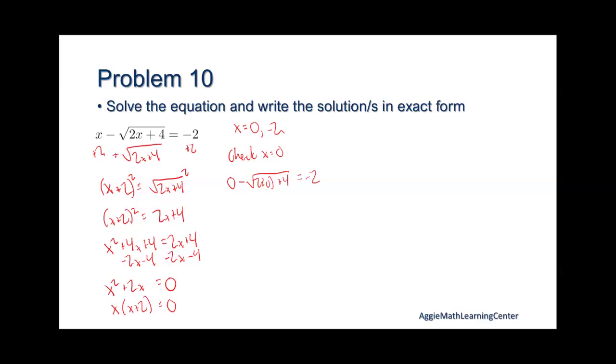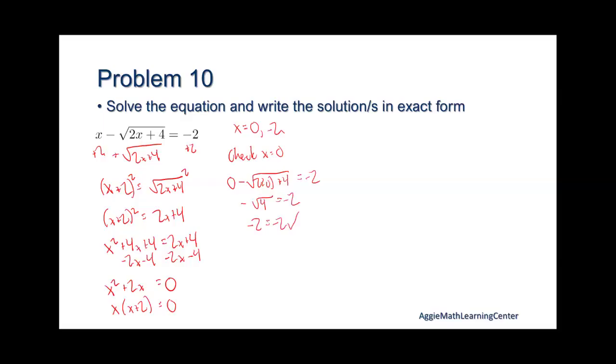Okay. You want to solve this, we want to deal with what's in our radical first. So 0 minus 0 is 0. 2 times 0 is 0, so we're going to get 0 minus the square root of 4 equals -2. And what is the square root of 4? It is 2. So we're going to get -2 equals -2. So 0 is one of our solutions.